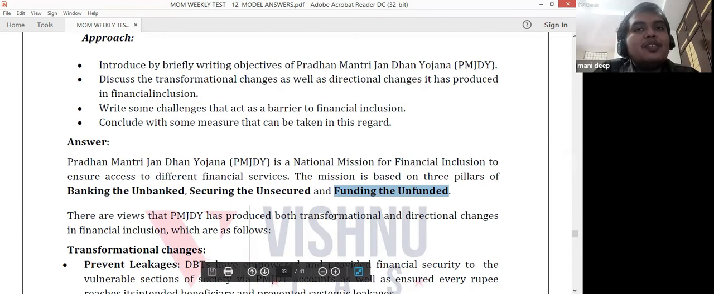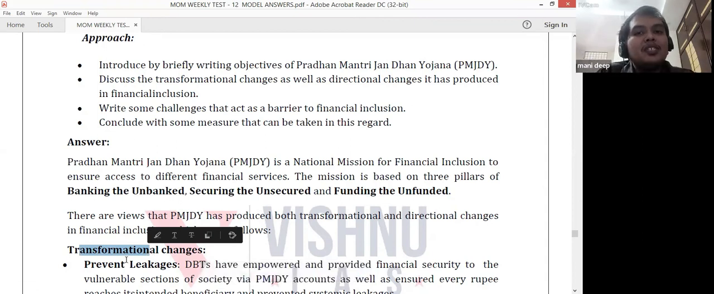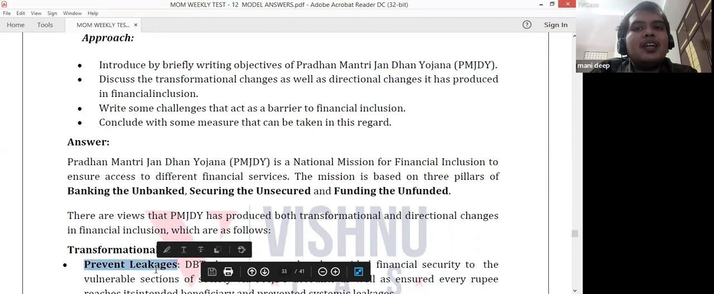You can quote PMJDY even in the capability approach too, where you are saying develop capitalism, Stand Up India, nothing but the success of the PMJDY only. Then you can write about transformation and directional changes. In the transformational changes, you write how this had completely transformed the system from one present system to completely a new system. So you can write about preventing leakages, so there will be no corruption.